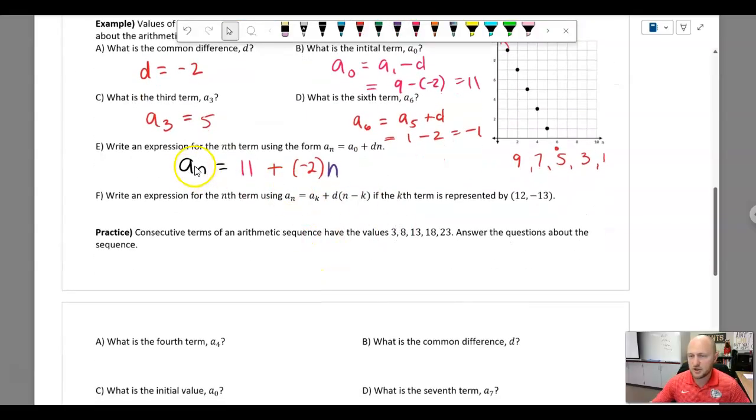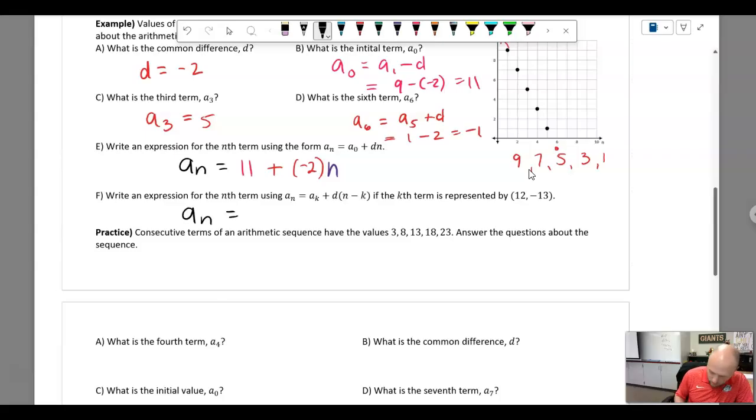So if I want the nth term, say the 100th term, I can just plug in 100 and get that value. But what if I didn't have my initial value? What if I had to use some other term, some other starting point? I can use any of these terms, it doesn't matter. It's exactly the same formula.